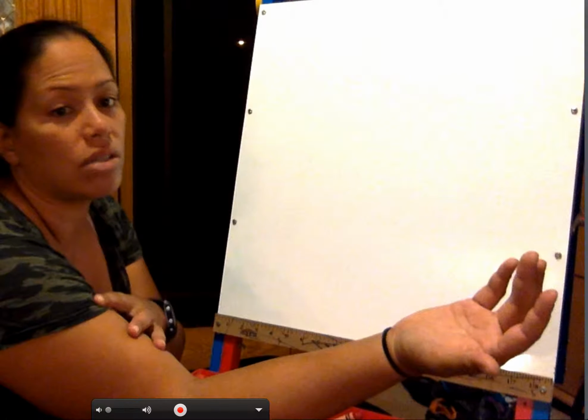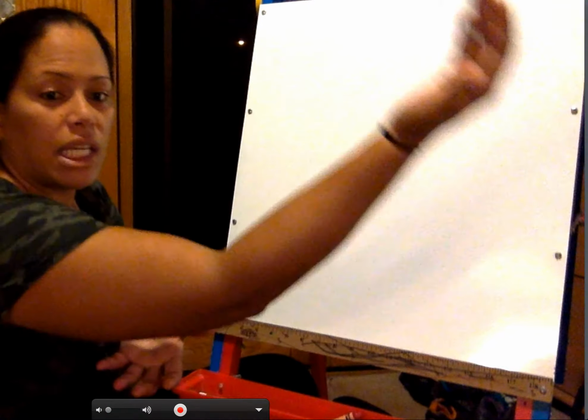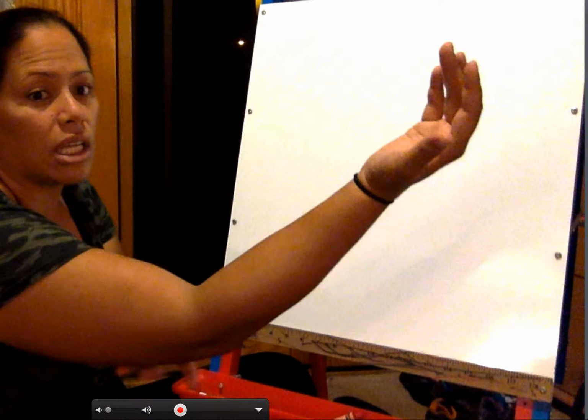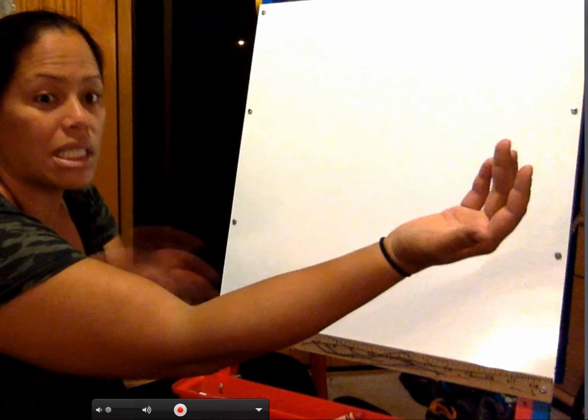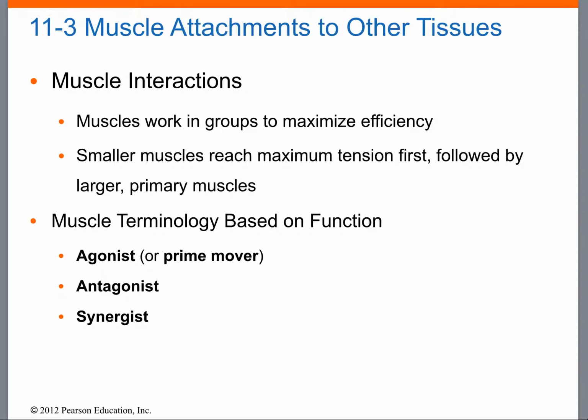Let's say that the synergist would be the brachialis. He's going to help. And then the antagonist is the muscle that's just opposing the action. So if I'm flexing, the muscle that would normally extend is the antagonist, the opposer. So agonist, prime mover. Antagonist is opposite of agonist, and synergist helps out the agonist.